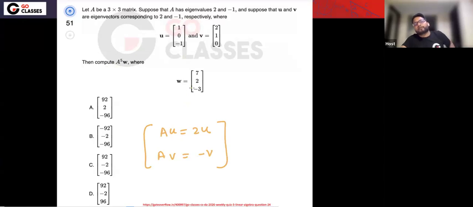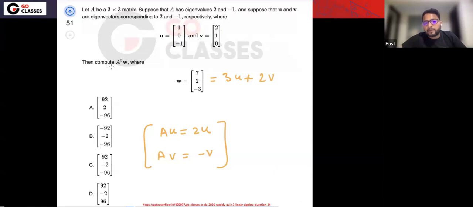For this question, first you have to observe the relationship between W and U and V. Can you represent W as a linear combination of U and V? If you want 2 here, then you cannot get 2 from here, so it has to be 2V and 3U, right? 3U plus 2V. So W is 3U plus 2V, right?